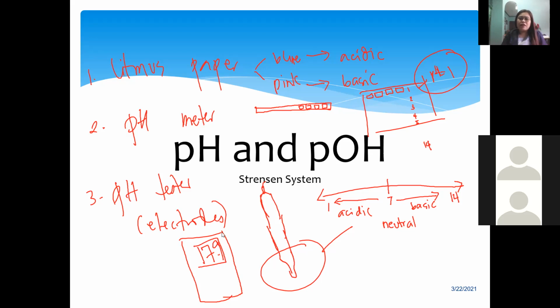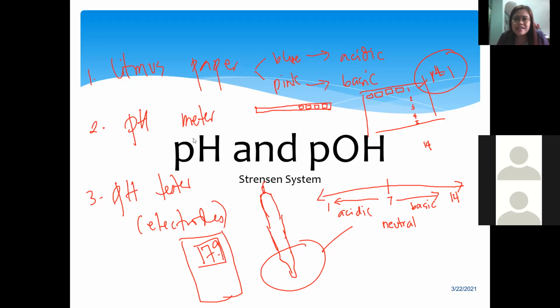Just like when it gives you a reading of 7.9, so what does it mean? Meaning the urine is most likely basic kasi sumobra na siya sa 7. So 7 lang yung neutral. Again, pag sumobra siya, it's basic. Pag it's less than 7, acidic. Okay? Questions so far?